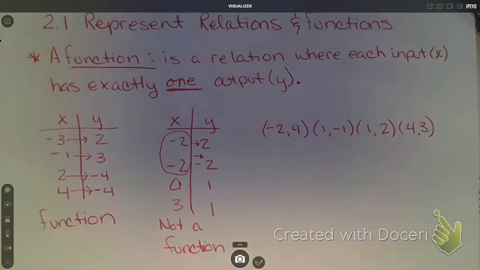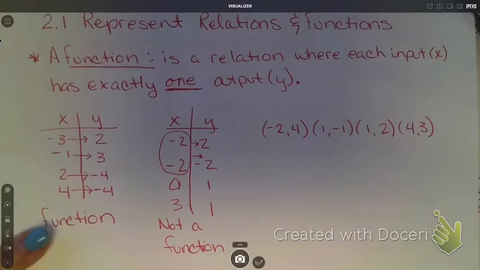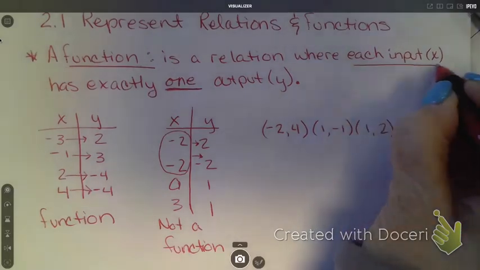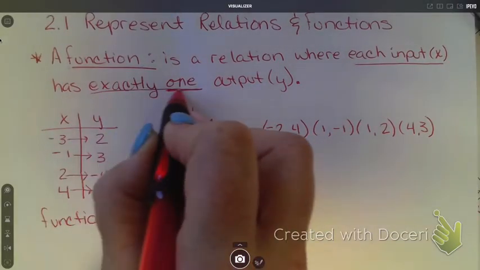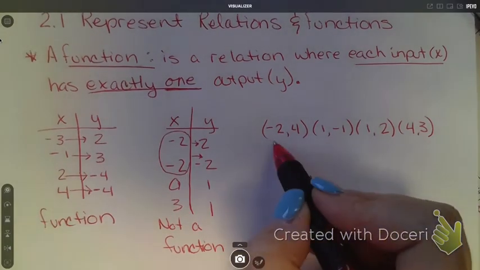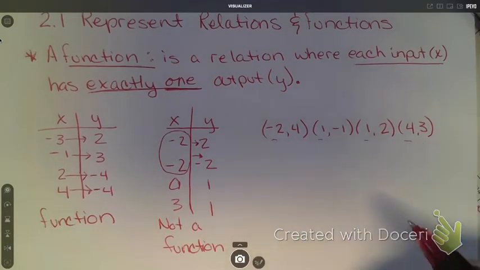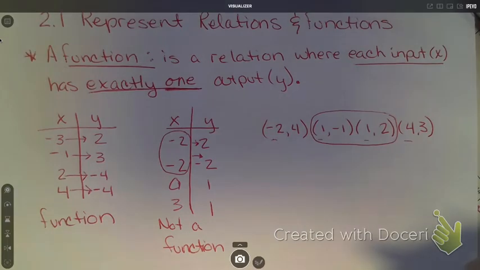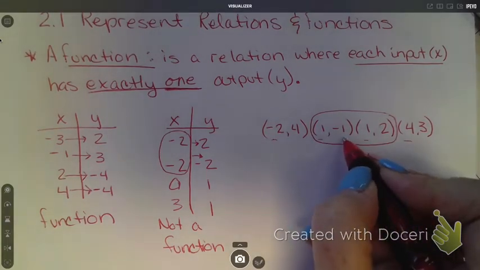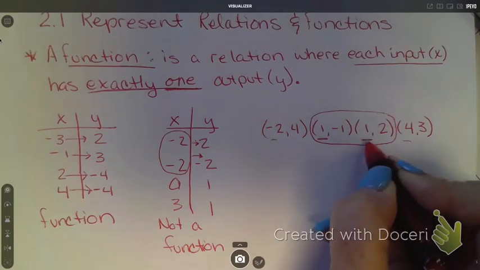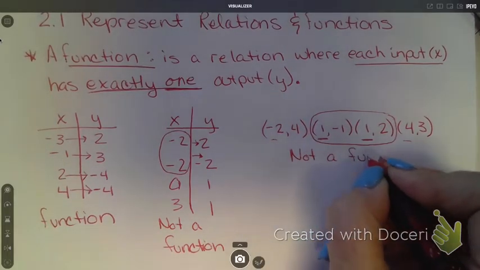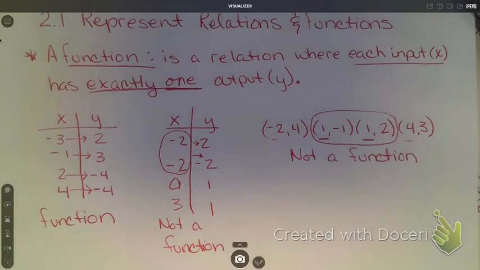Cody says it's not a function. Henry, why is it not a function? Okay. So each x has exactly what? One output. So I have -2, 1, 1, 4. It's not a function because 1 goes to -1 and 1 goes to 2. So this is not a function. Does that make sense to everyone?